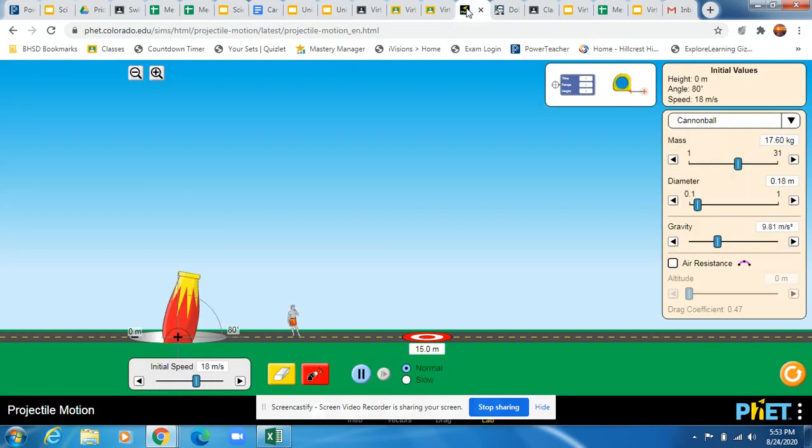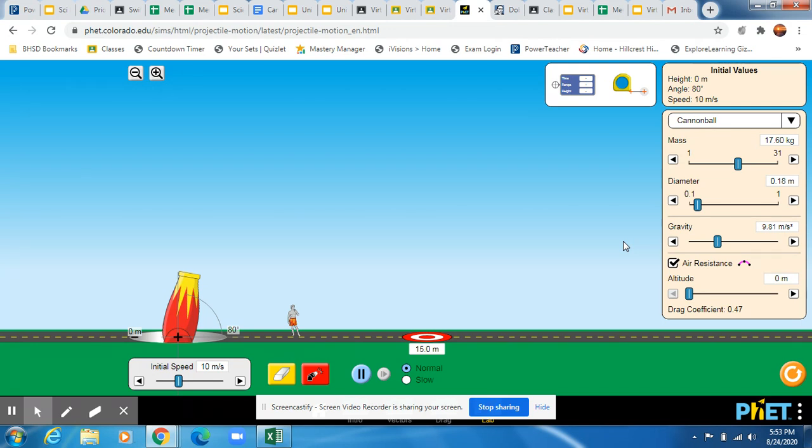Now, one thing I want to point out. When we do this experiment, we have an independent variable, dependent variable, and control variables. What are controlled variables? Okay, so controlled variables are the things that you keep constant in the experiment. So in this experiment, we're going to keep everything constant. We're going to drop this speed down to 10 meters per second. We're going to keep the cannonball the same every time: its mass, its diameter, its gravity. We'll turn air resistance on, and the altitude will be held constant. So those are all the controlled variables.